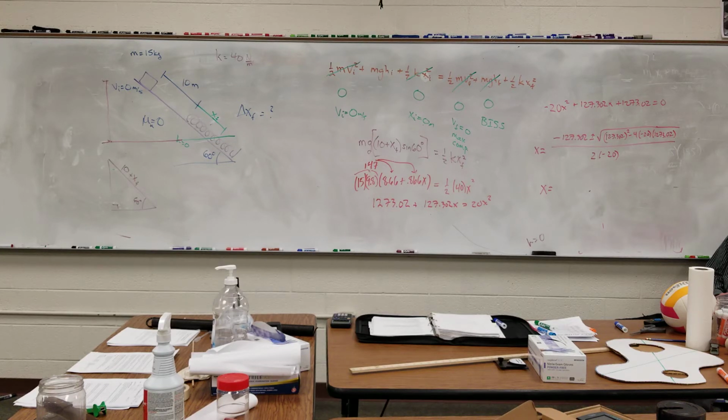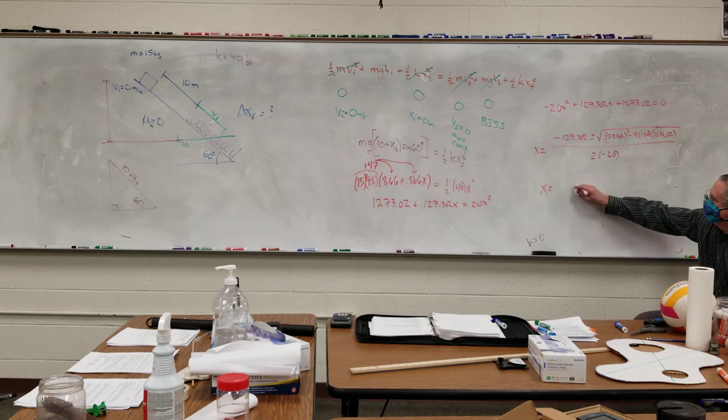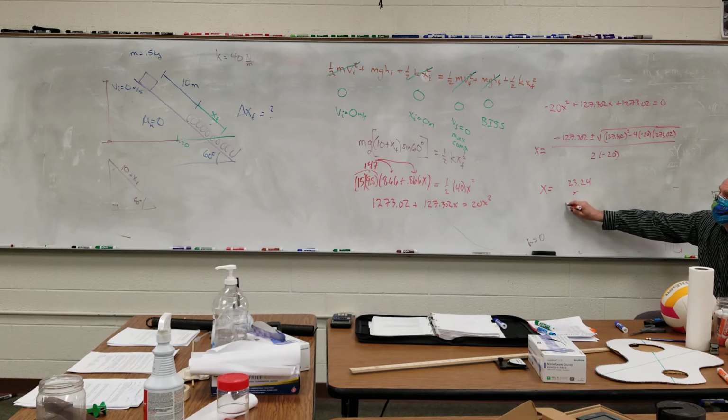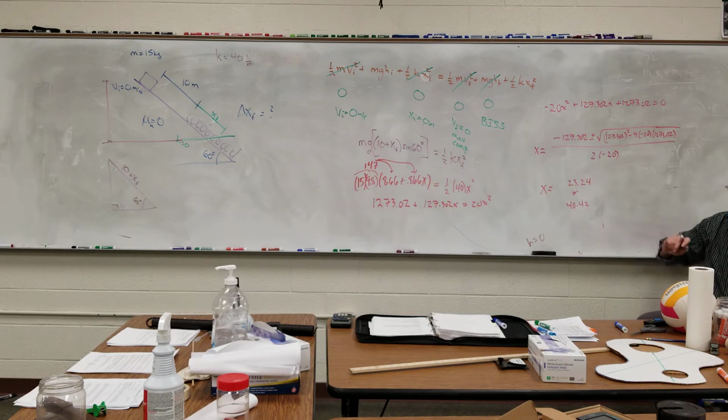So assuming I did this correctly, wasn't counting them, you get 23.24 or 40.412. 40.412, 42. Something's off. Anybody get either of these answers? We should have had one positive and one negative answer. So if somebody else got both of these answers, that means there's a mistake somewhere else.